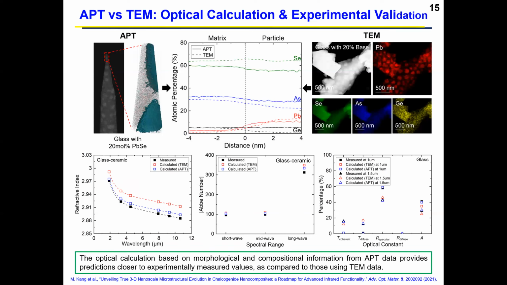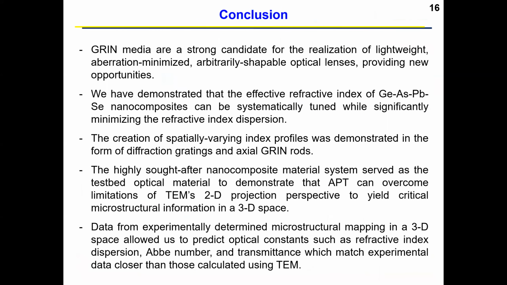Here is an example of composition. Evidently, in the top middle figure, we can clearly see the difference in magnitude and trend of composition when we use APT or TEM. We used the compositional and geometrical information extracted from both tools and inserted those factors into effective media approximation and scattering calculation to predict effective index, Abbe number, and transmissive behaviors of the nanocomposite, where you can clearly see that those predictions using APT are a lot closer to experimental values as compared to those using TEM, demonstrating the usefulness and robustness of APT-assisted characterization.